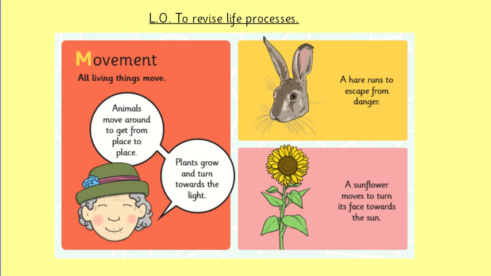Okay, so let's look now at each of the life processes in more detail. The first life process is movement. All living things move. Animals move to get from place to place, and plants grow and turn towards the light. Here we've got a picture of a hare. A hare will run to escape from something dangerous. And a sunflower. A sunflower won't run away from something dangerous, but plants do move towards the light because light helps them to grow. Okay, so all living things move.